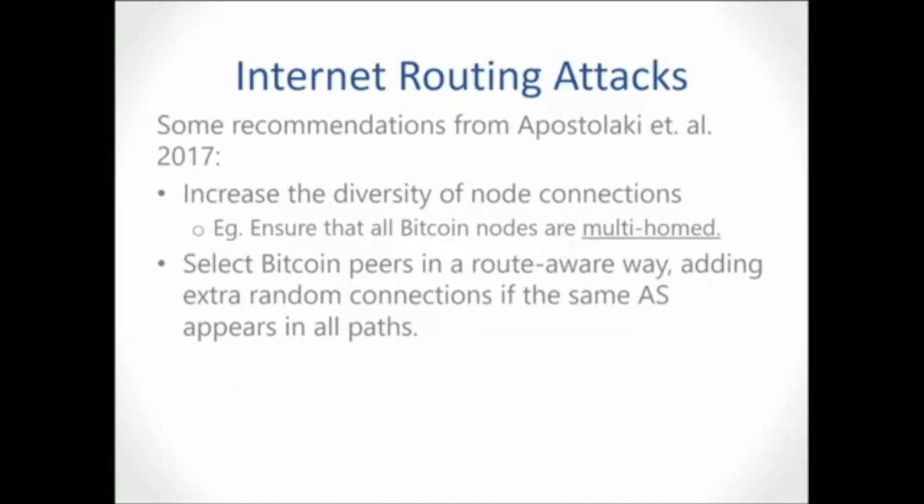So to bring this back to the internet and Bitcoin, the routing attacks paper recommends two things for Bitcoin nodes, especially full nodes. Ensure that they're multi-homed, so have more than one connection to the internet. And have this be routing aware, so that you're adding connections. You don't want the same bottleneck appearing in all your paths.